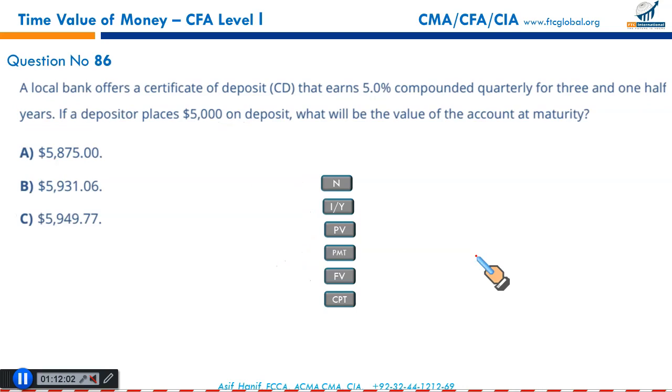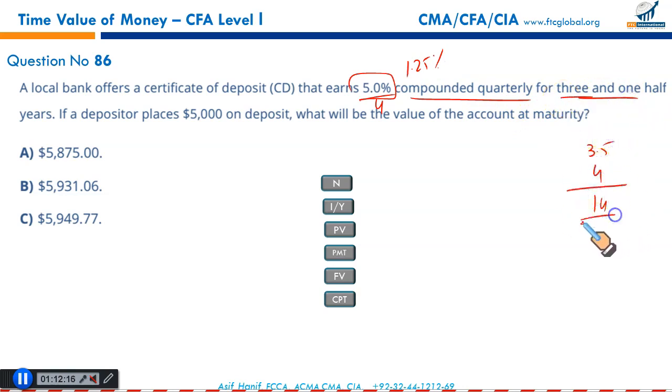Next, a local bank offers a certificate of deposit that earns 5% compounded quarterly, divided by 4 gives you 1.25% quarterly for 3.5 years. There are 4 quarters in 1 year. That makes a total of 14 periods. If a depositor places a $5,000 deposit now, what will be the value of the account at maturity?